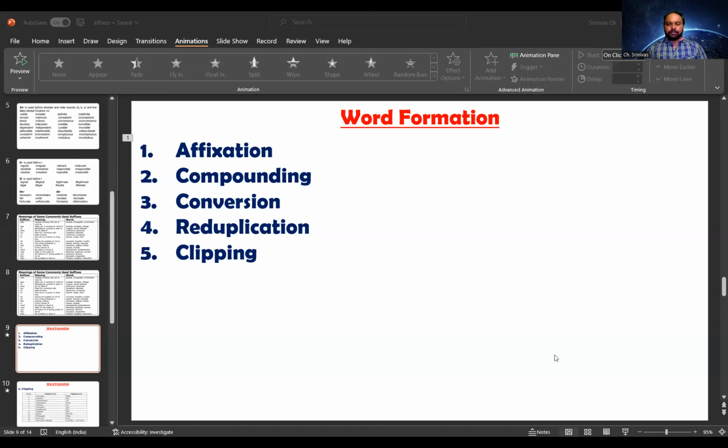So this is one more important area where we should focus on the different techniques of forming a new word, right? There are several ways. Many of us think that words are formed only by adding a prefix or a suffix.